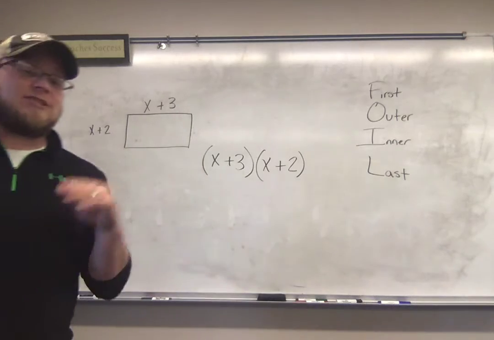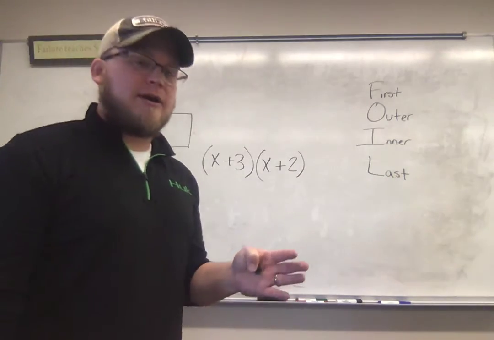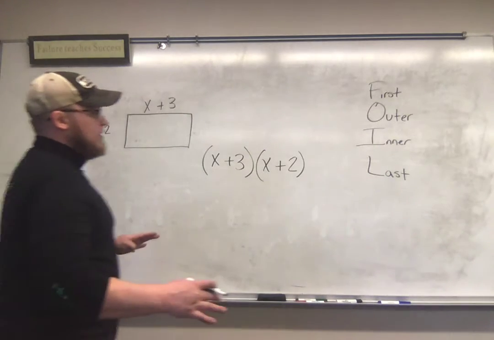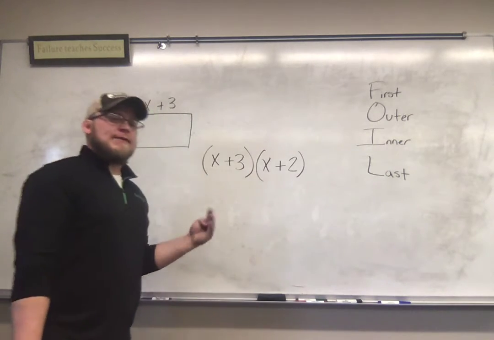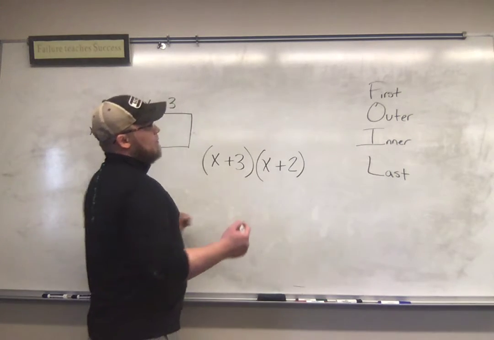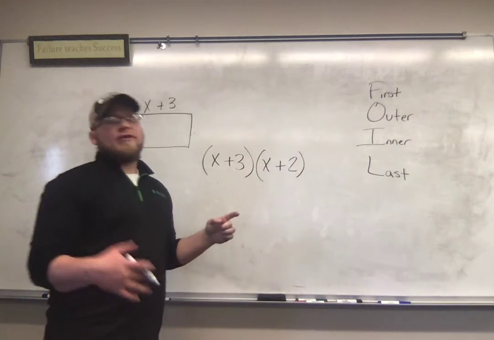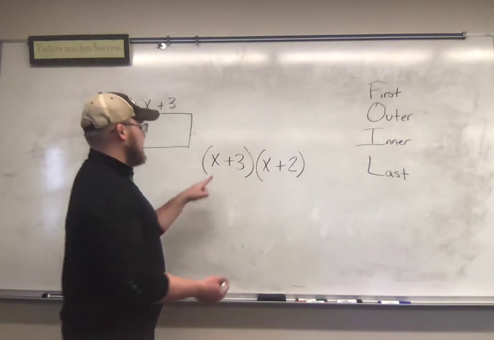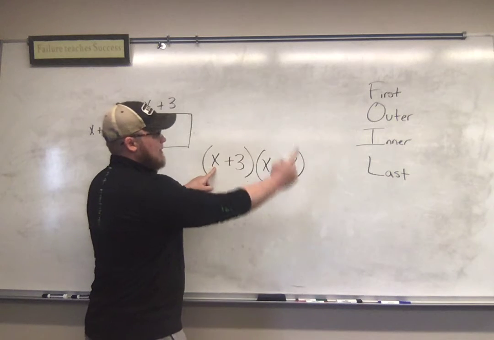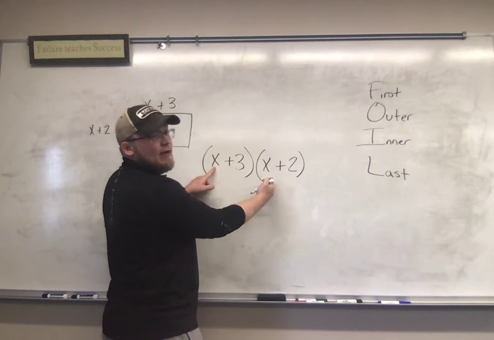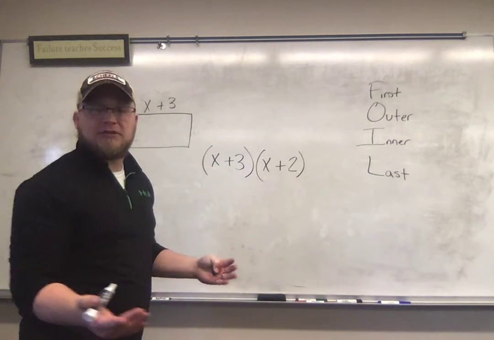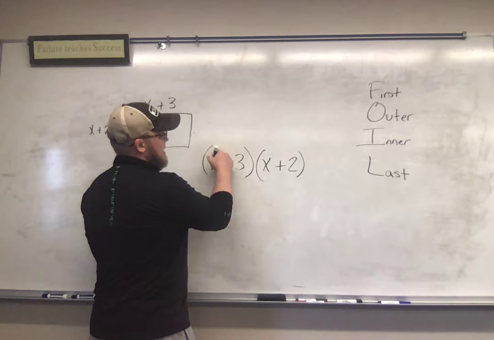Okay, so now this is where the FOIL method comes into play here. First, outer, inner, last. You're going to multiply all these things, write them down, and then add them up and you'll get your final answer. It'll hopefully make sense in a bit. So first, that's what we're going to do right away. The F stands for first. You're going to take the first letter and multiply it by the very first letter in the other parentheses. So you're going to do the x times the x.